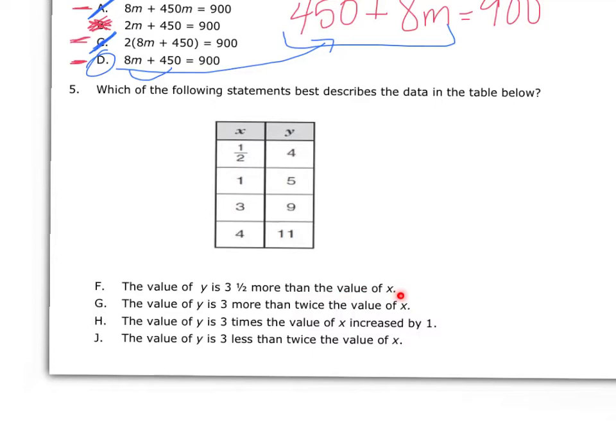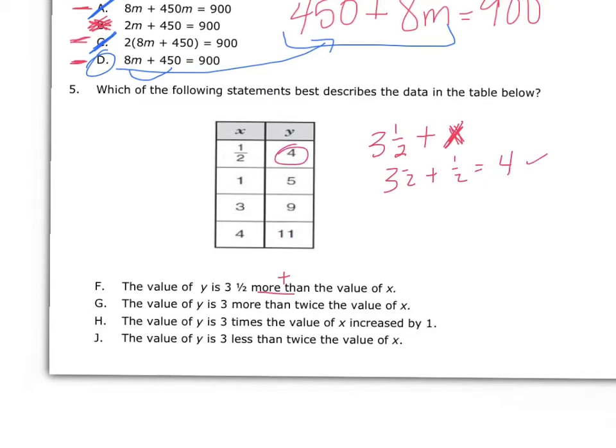So basically what that is saying is 3.5 times, not times, plus the x value. Okay, so we're going to try that, because more than would add. So if I do 3.5 plus 1/2, that equals 4, and that's what they got. So far it looks good.